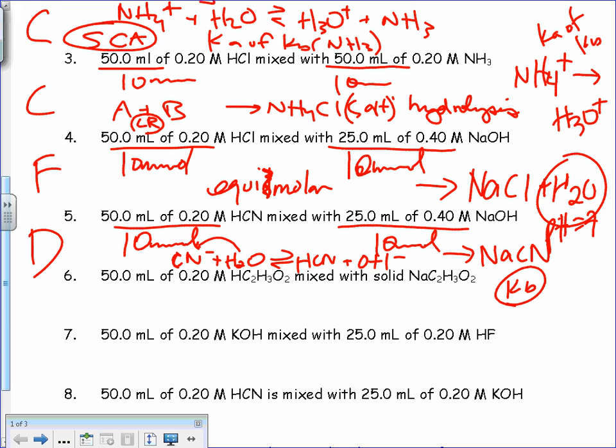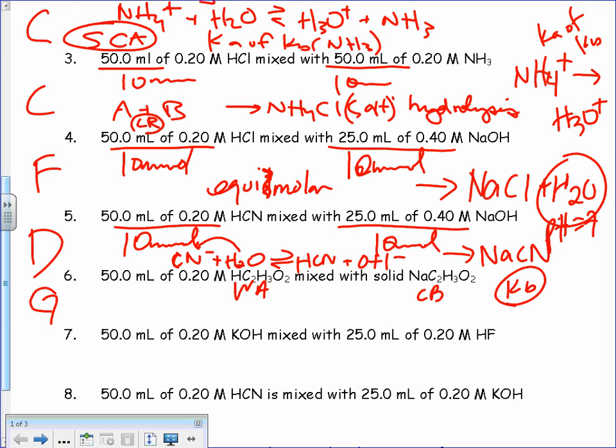Okay, next, what do we have? Look at number 6 for me. What do we have? Thank you. How do you know it's a buffer? Okay, it's a weak acid and its conjugate base in the form of a salt. All right? Okay, so we have a buffer. What letter are we using then? G, which is the Henderson-Hasselbalch equation. That's an easy one if you recognize the fact that it was a buffer.